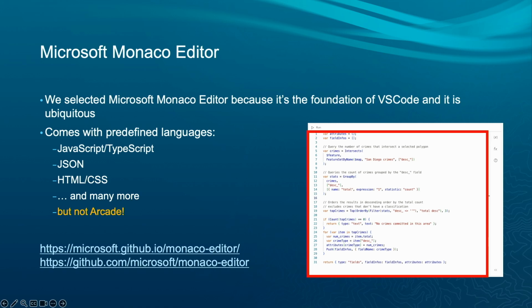We all like what it does. When you install the Monaco package, it comes with predefined languages inside: of course TypeScript, JavaScript, CSS, JSON, and HTML. That's pre-cooked inside the Monaco ecosystem. There is no Arcade inside Monaco. So great, we selected an editor, we like it. How do we go about teaching Monaco about Arcade? And that's what I'm going to take you through.